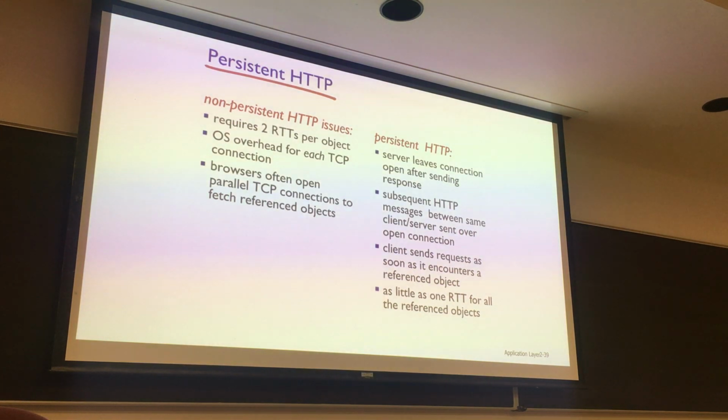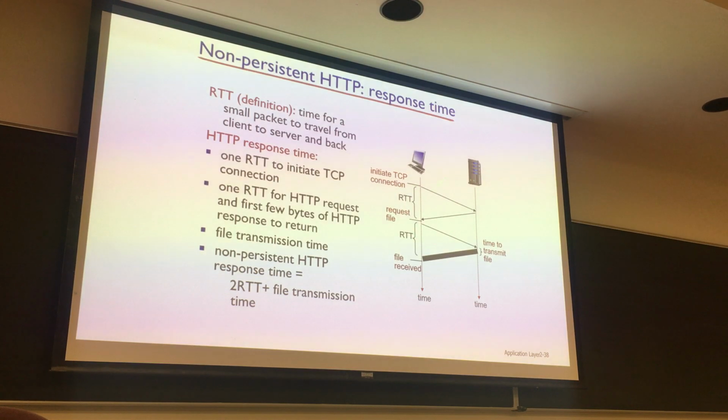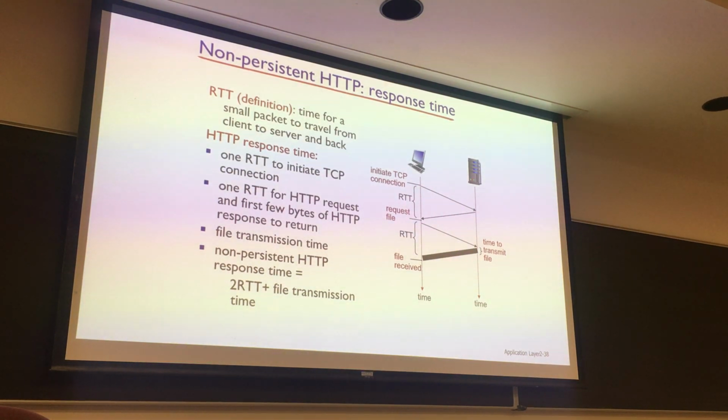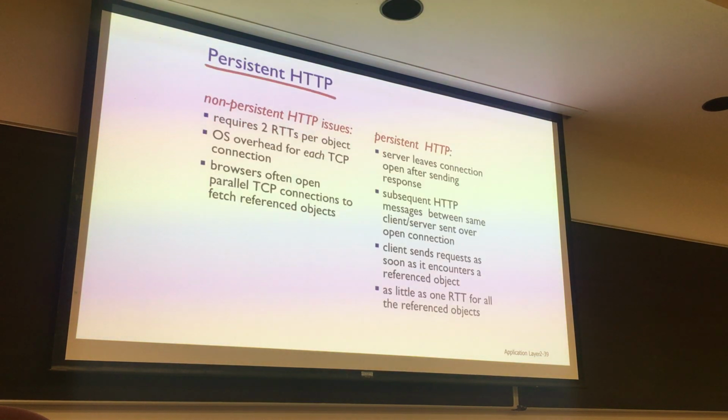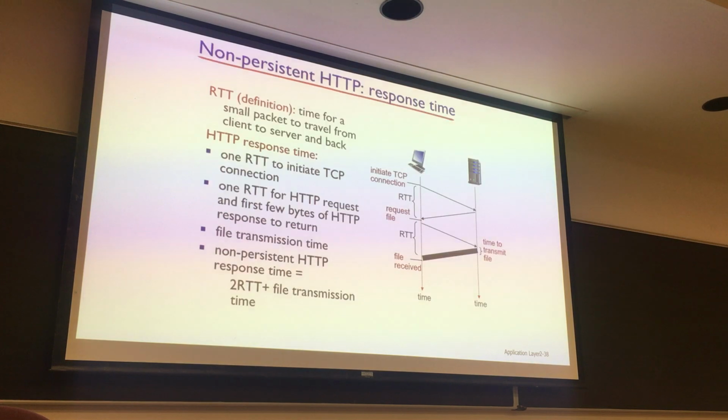On the other hand, if you use the persistent HTTP, you can remove these two overheads. So basically, you can start to request many files from here on. If you have 10 files, all those 10 files will be sent one after another. But this is a sequential process.